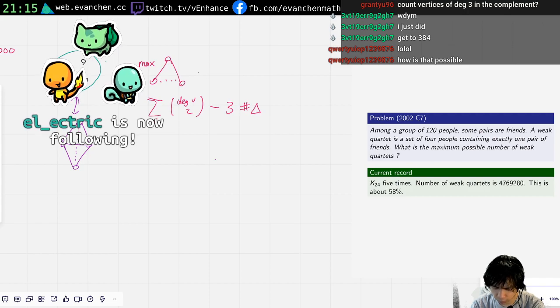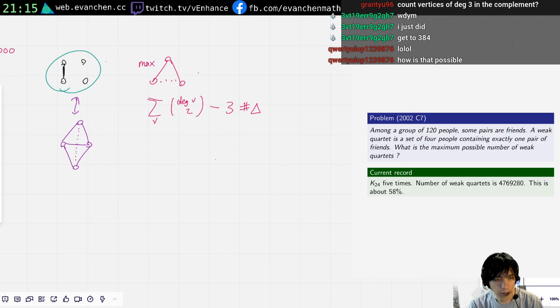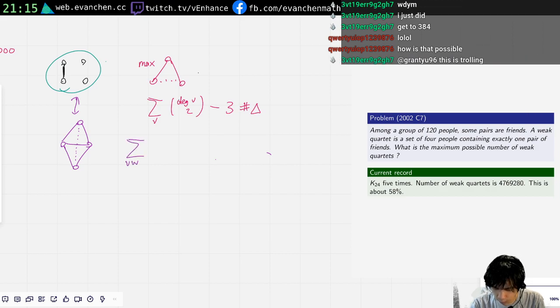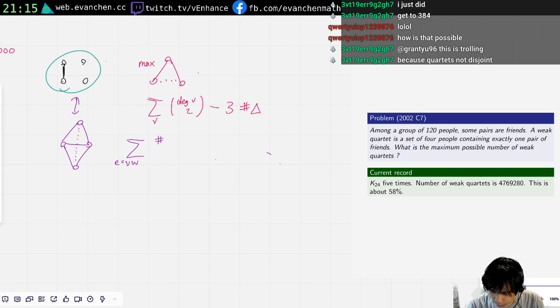Or sorry, that's not a bow tie, but it's like two triangles that are glued together. So maybe what I want to do is, it's like sum across edges VW. If we take the complement division, is sum across edges VW of the number of common neighbors choose 2, and then this counts a bunch of times K4s, so you can subtract 6 times the number of K4s.